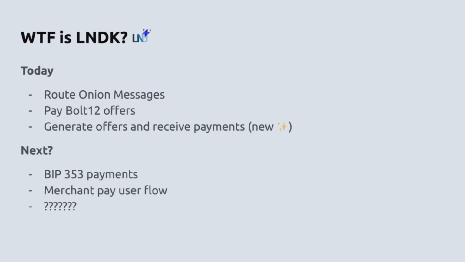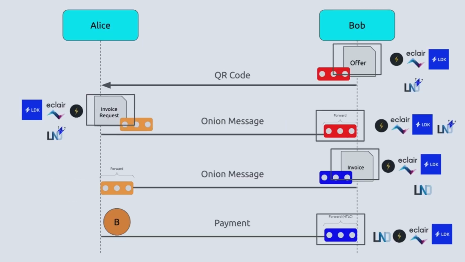Today, if you run LNDK next to your LND node, which I will show how quick it is, you can have onion messages routing, like forwarding, you can pay BOLT12 payments, and now you can generate offers and receive payments through it. What's next? We already built the BIP353 payments and merchant pay user flow, they're coming in the next version. Afterwards, we don't know yet what's going on with the project.